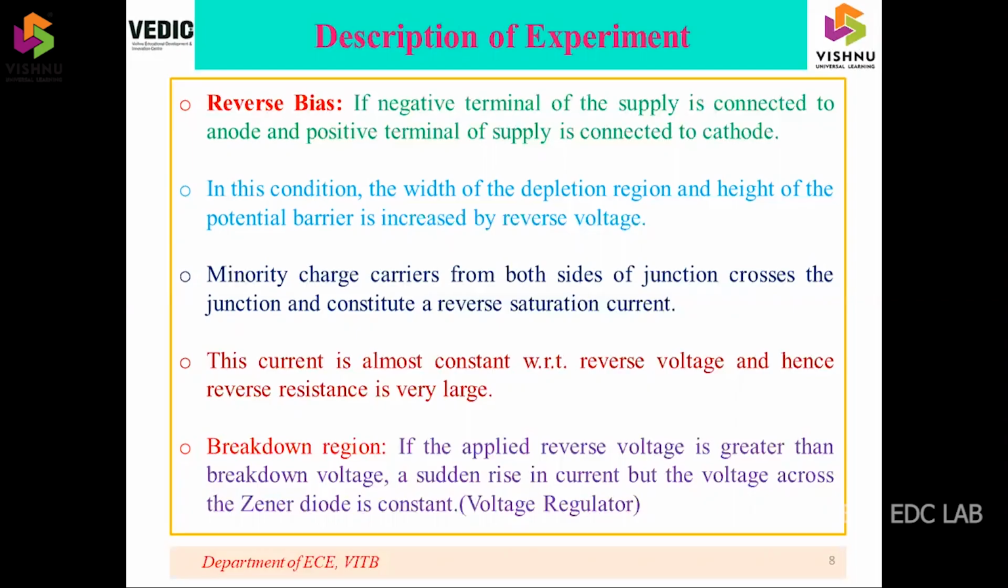If the applied reverse voltage is greater than the breakdown voltage, a sudden rise in current flows through the diode, but voltage across the Zener diode is constant, and hence the Zener diode can be used as a voltage regulator. This particular heavily doped Zener diode can be operated in breakdown region, whereas the normal diode cannot be operated in the breakdown region.